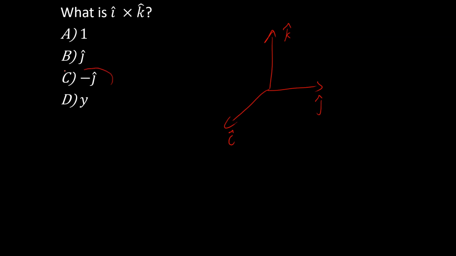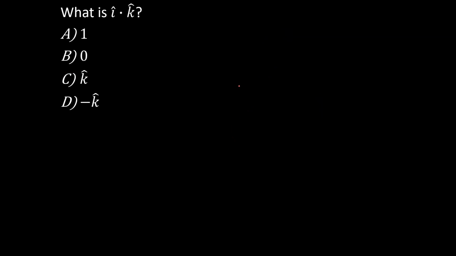Correct answer is negative J hat, right? So if you take your right hand and align the fingers along I hat and you push it into K hat, your thumb is going to point that way, which is the negative J hat direction. Okay. Let's do the next one.